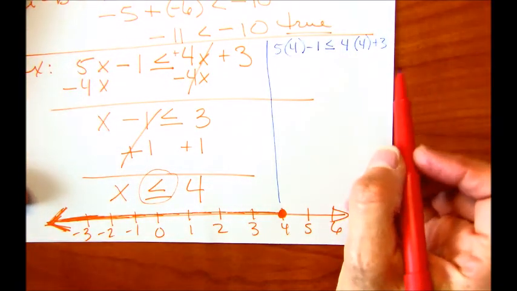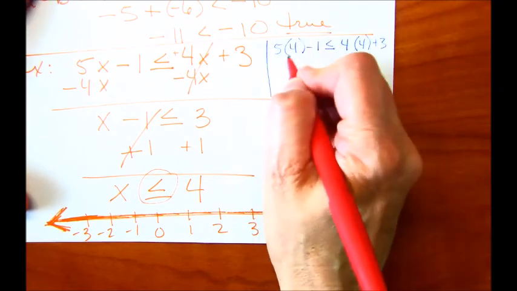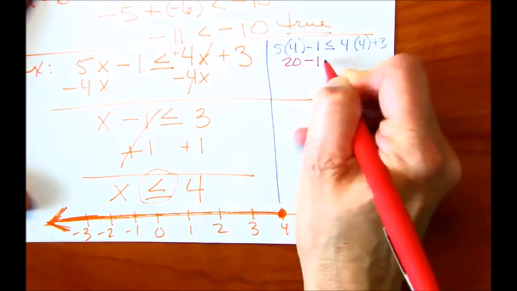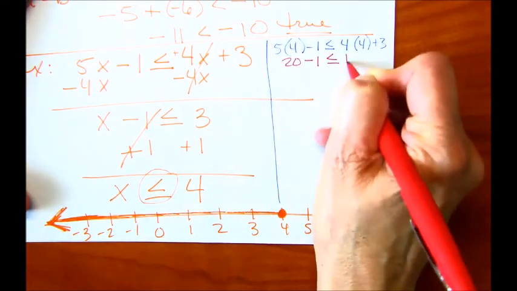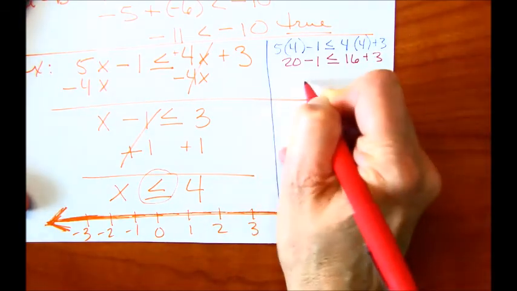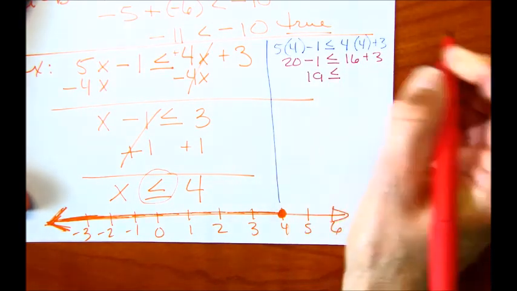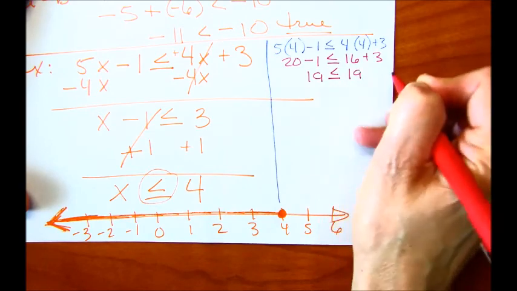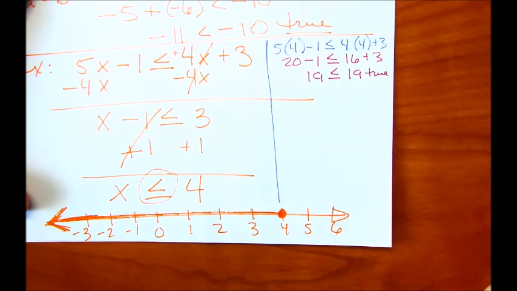Now we're going to use order of operations. 5 times 4 is 20 minus 1. 4 times 4 is 16 plus 3. We get 19 is less than or equal to 19. And so that's true. Okay?